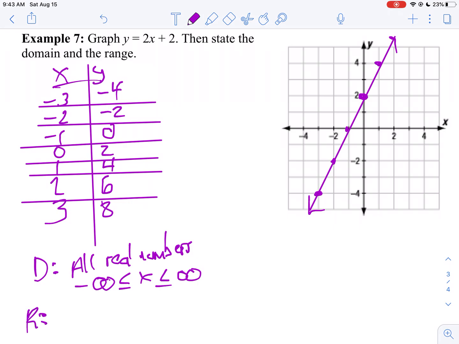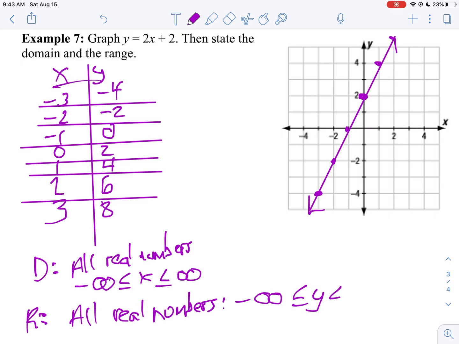A range is the same thing. No matter what I do, there is a value of y that's going to be on this graph at some point. So this one is also all real numbers. Or, if you want to write it as an inequality, negative infinity is less than or equal to y, which is less than or equal to positive infinity.